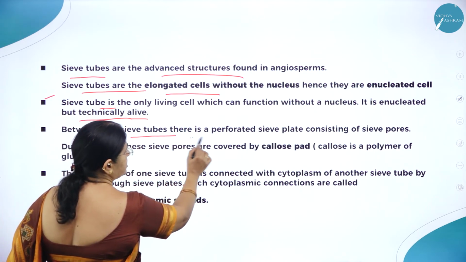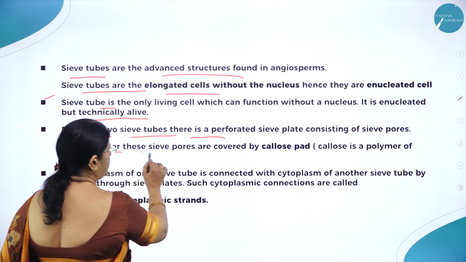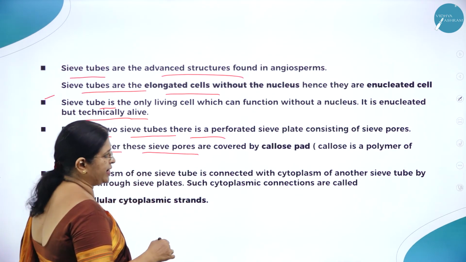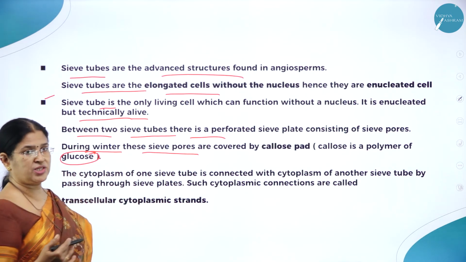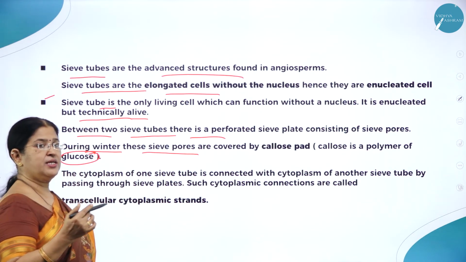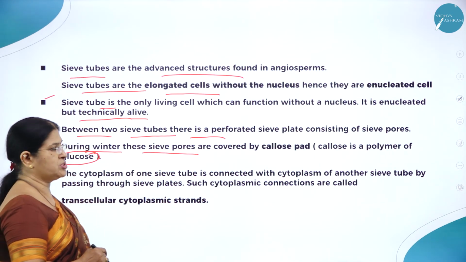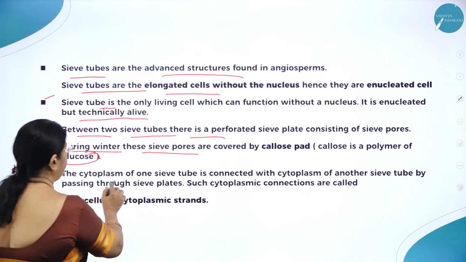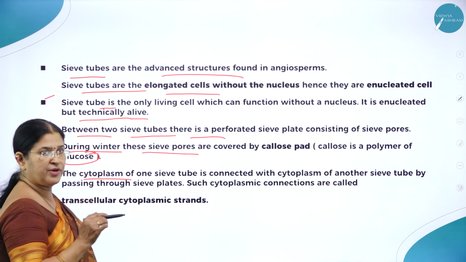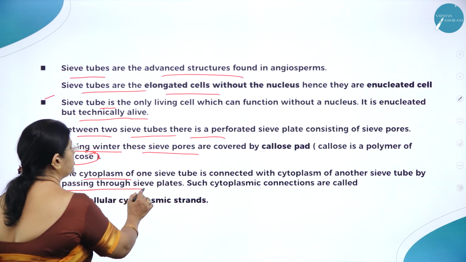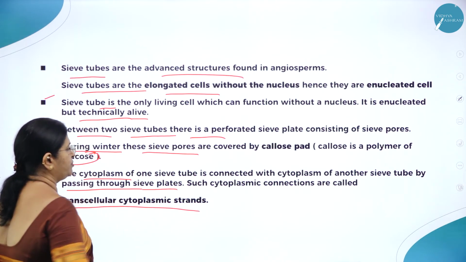Between two sieve tubes, there is a perforated sieve plate consisting of sieve pores. During winter, these sieve pores are covered by a callose pad. Callose is a polymer of glucose. During winter, there is less conduction of food, so the sieve plate containing sieve pores is covered by the callose pad. The cytoplasm of one sieve tube is interconnected with the cytoplasm of another sieve tube by passing through sieve plates. Such cytoplasmic connections are called transcellular cytoplasmic strands.